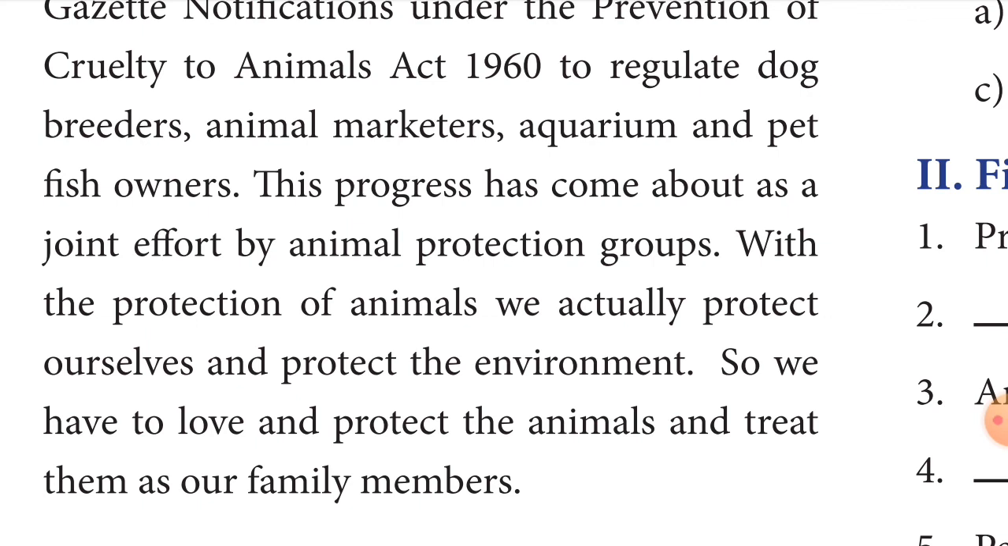Is this clear to the children? It is very important for my question. So we have to love and protect the animals and treat them as our family members. Okay children, that's all. This lesson is over.